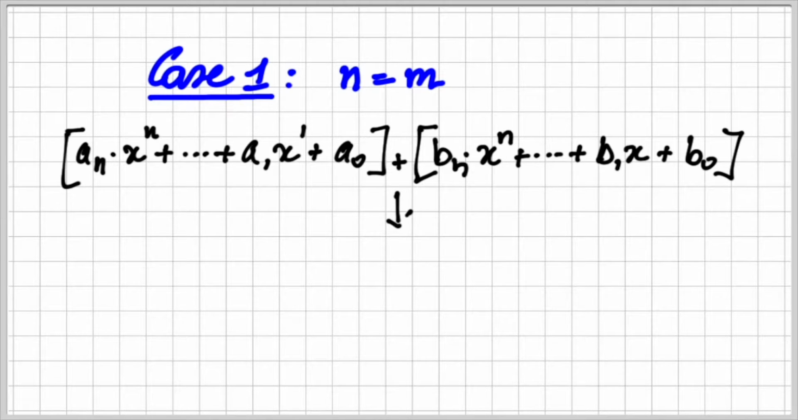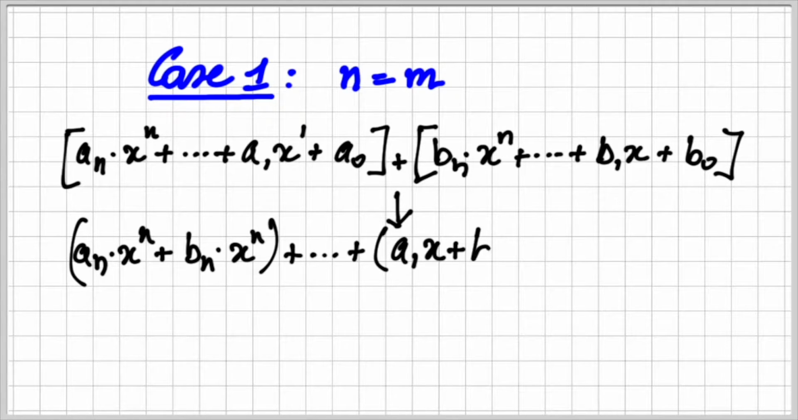Now, when we look at this, we have to start doing some operations. And the first thing we're going to do is to group the terms. So basically, we group the terms with the same power. Now, first of all, we start with x to the power n. So we have a index n times x to the power n plus b index n times x to the power n. And we do that for all the other powers of x. So the next one we have a1x plus b1x, and the last one is a0 plus b0.